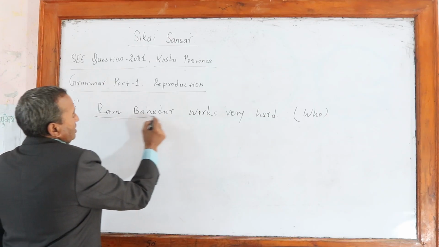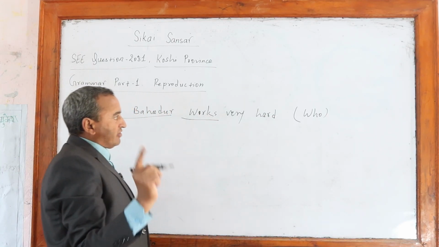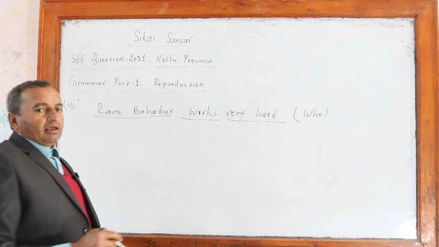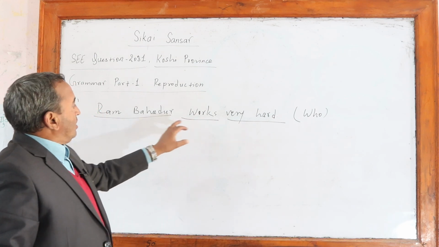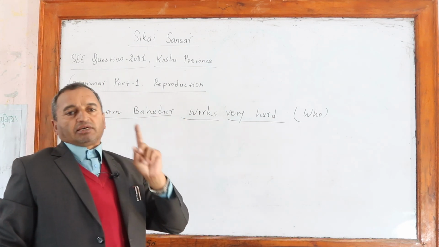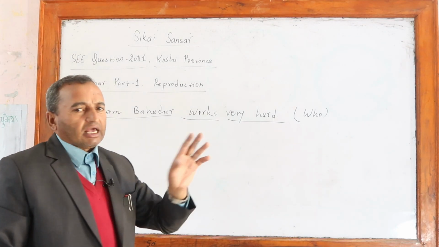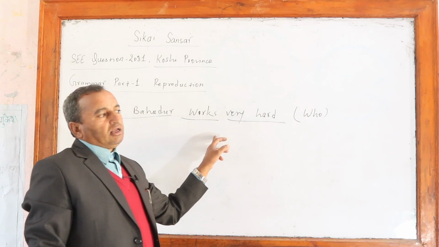Ram Bahadur is the subject. Works is the V5 form, the main verb, and very hard is the verb adverbial, so adverbs. What tense is used here? It is simple present tense. And is there any auxiliary verb? No, that is not given here.